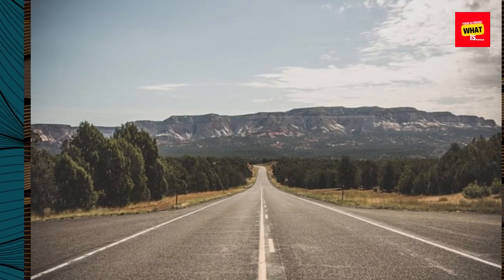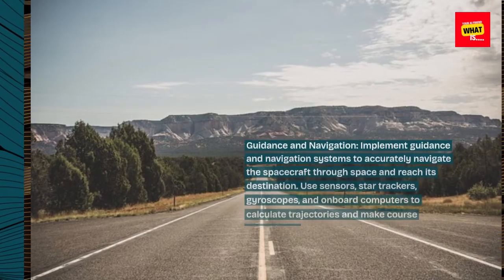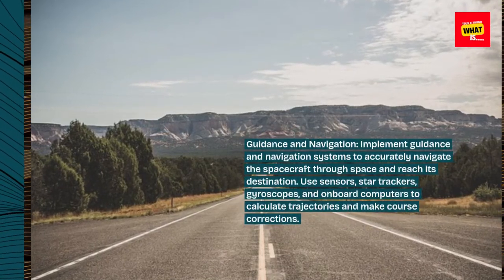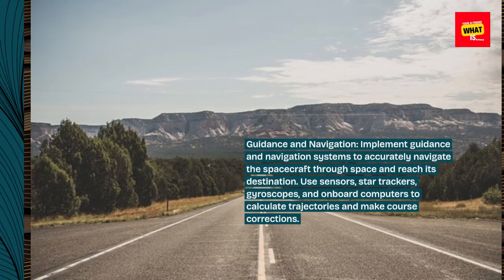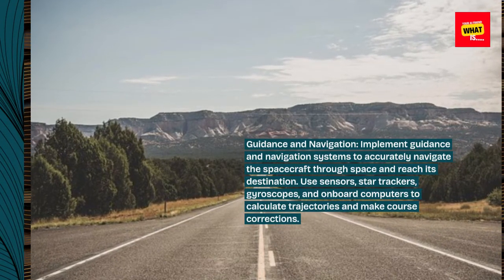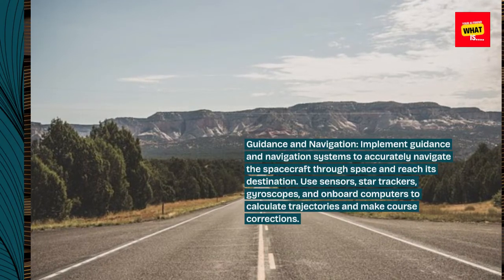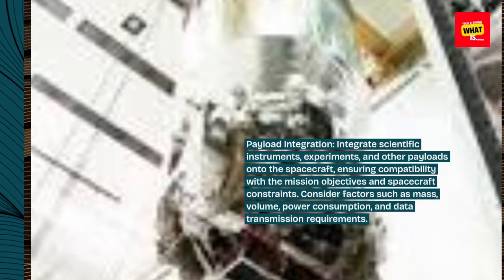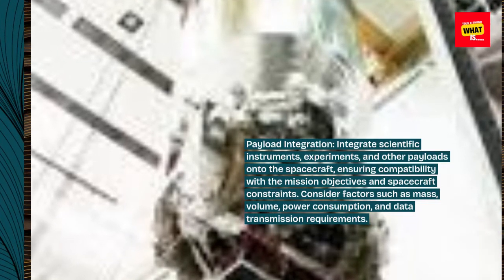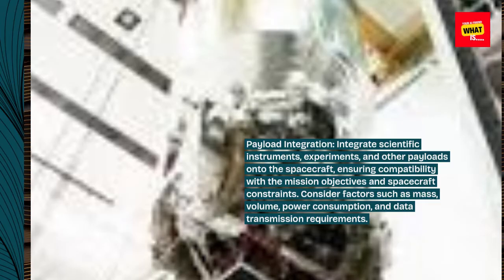Guidance and navigation. Implement guidance and navigation systems to accurately navigate the spacecraft through space and reach its destination. Use sensors, star trackers, gyroscopes, and onboard computers to calculate trajectories and make course corrections. Payload integration. Integrate scientific instruments, experiments, and other payloads onto the spacecraft, ensuring compatibility with the mission objectives and spacecraft constraints. Consider factors such as mass, volume, power consumption, and data transmission requirements.